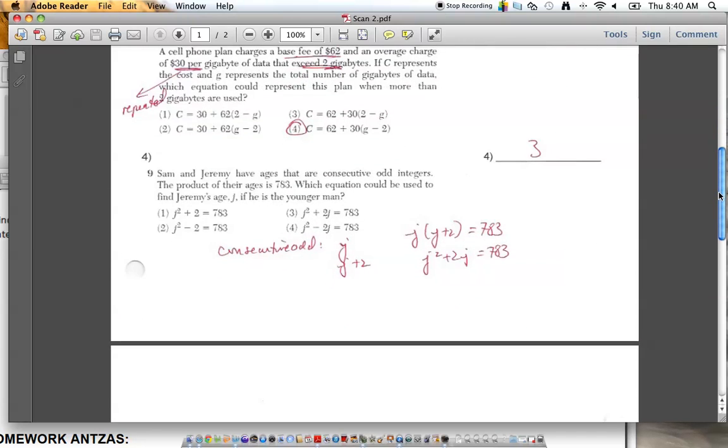So, number 4. Sam and Jeremy have ages that are consecutive odd integers. Since they're consecutive odd, those things must be whatever variable, and then that variable plus 2. Agree? Okay. It says here they're what?